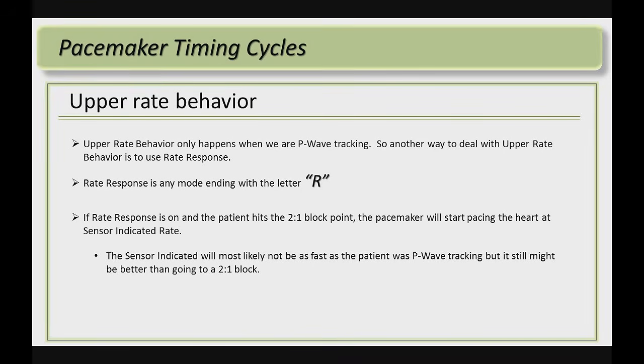For example, let's say a patient was P-wave tracking until they hit their 2-to-1 block point of 120 beats per minute. This means as they're tracking up to 120 beats per minute, they're 1-to-1. As soon as they hit 120, they'll go to a 2-to-1 block point. If rate response is on, the patient will start pacing according to what the sensors are saying. In this example, let's say that the sensor indicated rate is 90 beats per minute. So once the patient hits 120 beats per minute, instead of 2-to-1 blocking down from 120 to 60 beats per minute, the pacemaker would pace at 90 beats per minute.